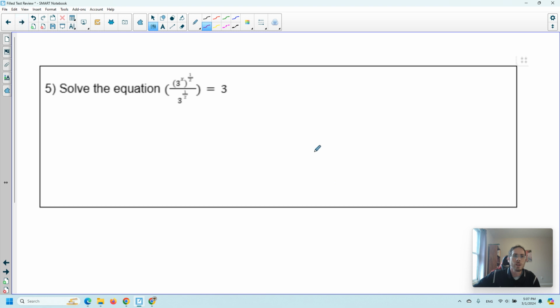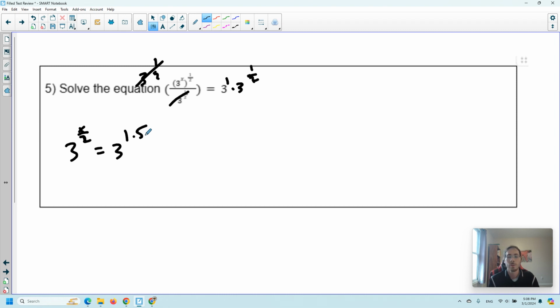For 5, we got another equation to solve. In this case, this one looks very complicated, but we can make it a little bit easier by getting rid of this fraction, because right now there's way too much going on here. So we're going to multiply both sides by 3 to the half to get rid of that 1/2 power down here. So that gives me 3, and again, I got power to a power, so I can multiply. So x over 2 equals, and this is 3 to the first, so 1 plus 1/2 is 3 to the 1.5.